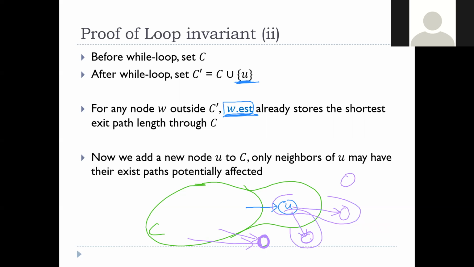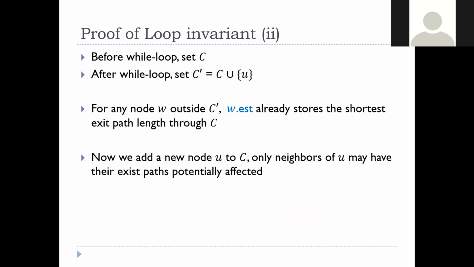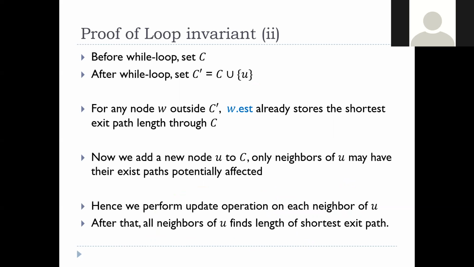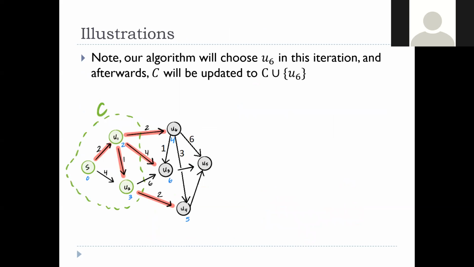Okay, so the algorithm guarantees that after we finish the update operation, each node still maintains the shortest exit path to reach them, the estimate. That's the second invariant. All right, and here's just one example of what I just said. This also helps us to see what the algorithm does.